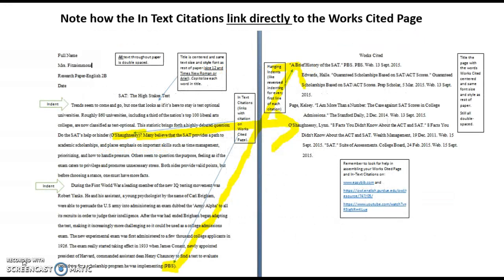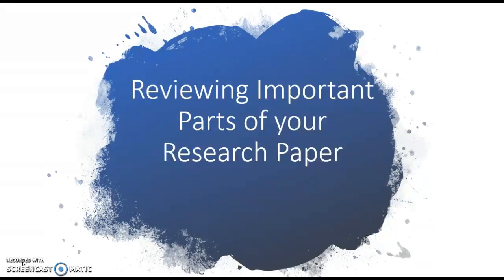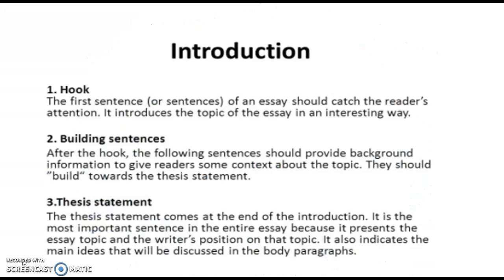Okay. Make sure that your in-text citations link directly to that Works Cited page, as you can see by those yellow arrows. And again, you have these example documents available for you. Okay, so in reviewing important parts of your research paper, make sure you have an introduction with a hook. You have some background information for your reader to become familiar with the subject, and then that thesis statement.